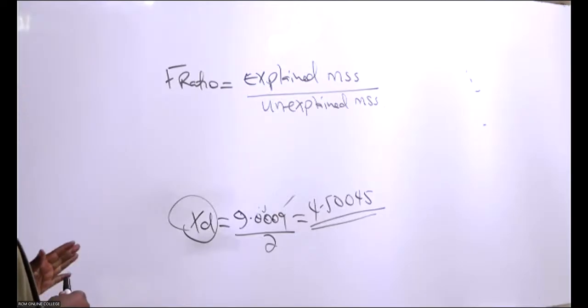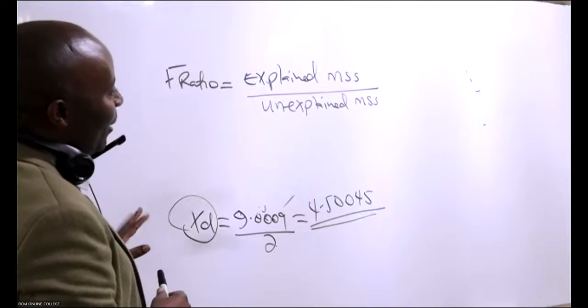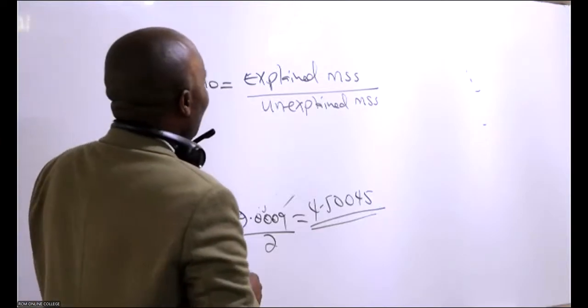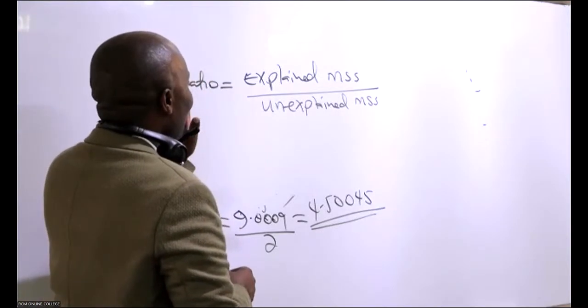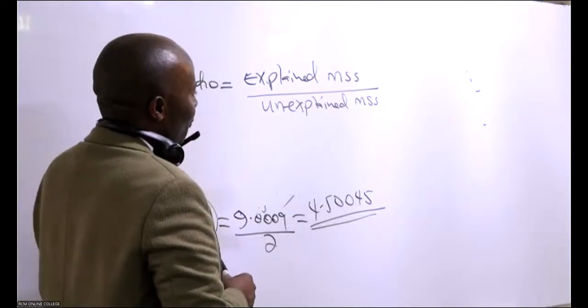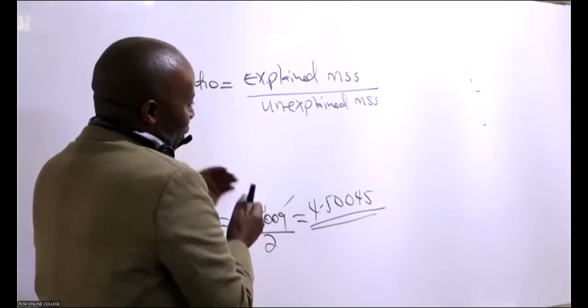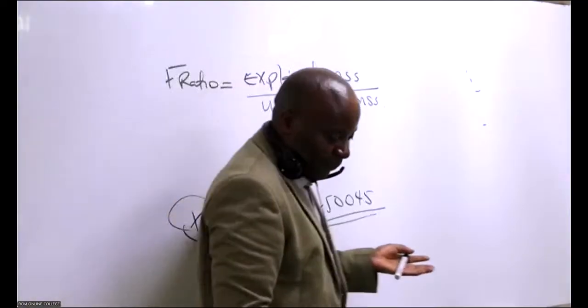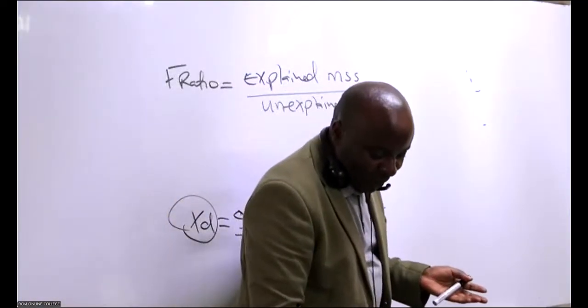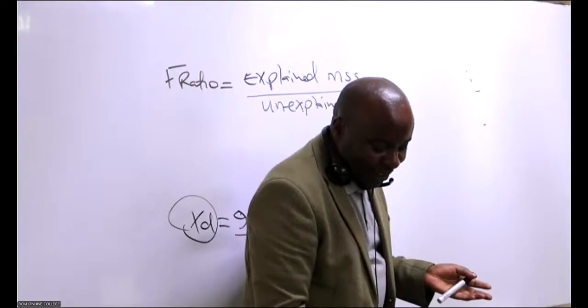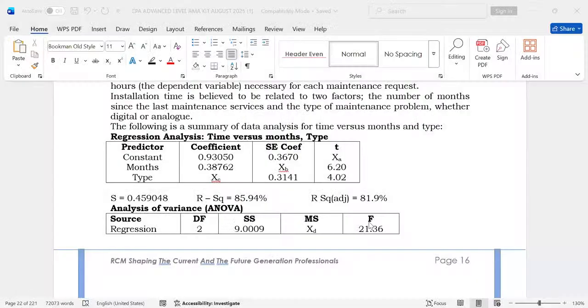So the very first thing that we need to do is to come and compute this F ratio itself. Let's compute F ratio. We assume that the F ratio given there doesn't exist, and then we look for it. These are very, very good questions she has asked.